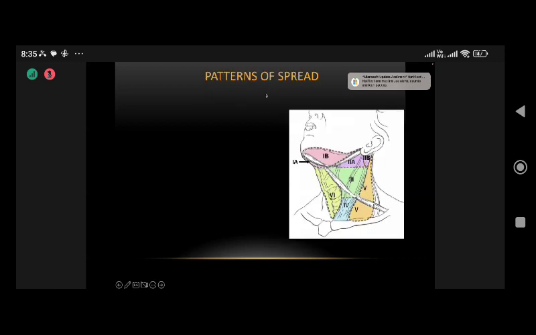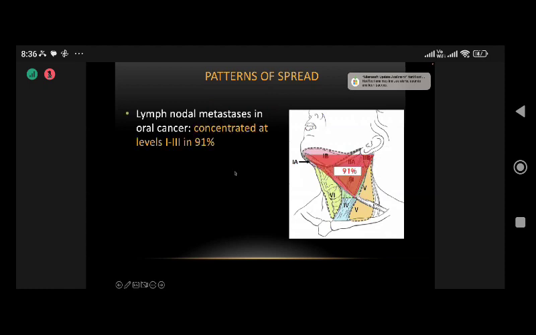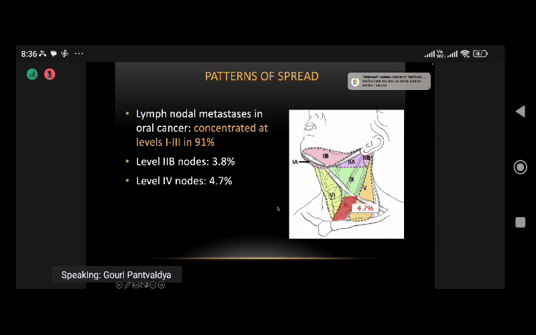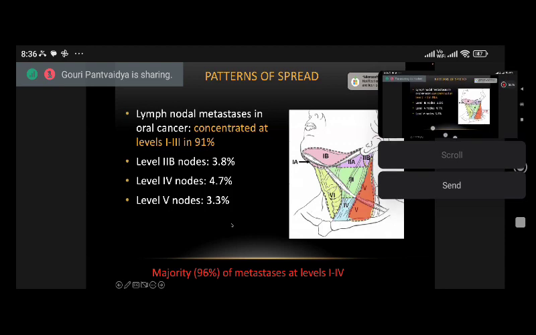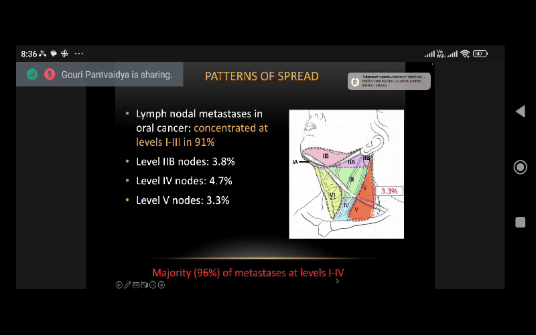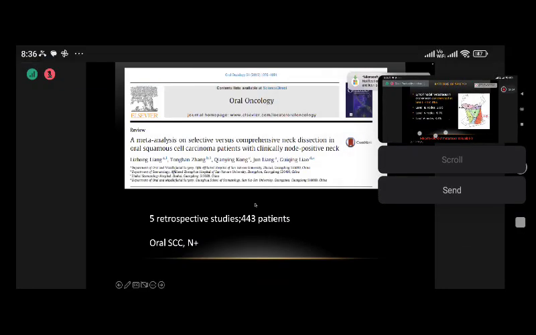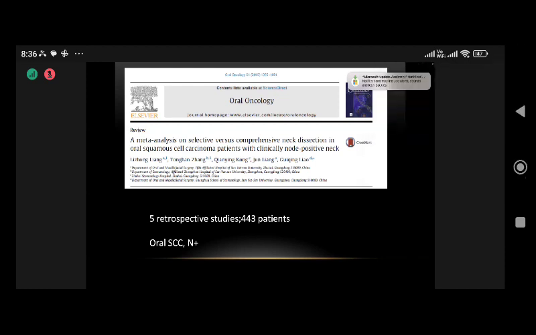What can be done here is that sometimes you may try to avoid level 5 dissection, and for this, you have to understand the patterns of spread of oral cancer. In oral cancer, lymph nodal metastasis is concentrated. Generally, 91% we found were concentrated at level 1 to 3. Level 2B has very low lymph node metastasis. Level 4 nodes are seen in 4.7%, and level 5 is seen in a very small group of patients. So the majority, that is 96% of metastasis, are at levels 1 to 4 in patients with oral cancers. So people try to look at whether you really need to address level 5 or can you do just level 1 to 4 even in node positive patients.